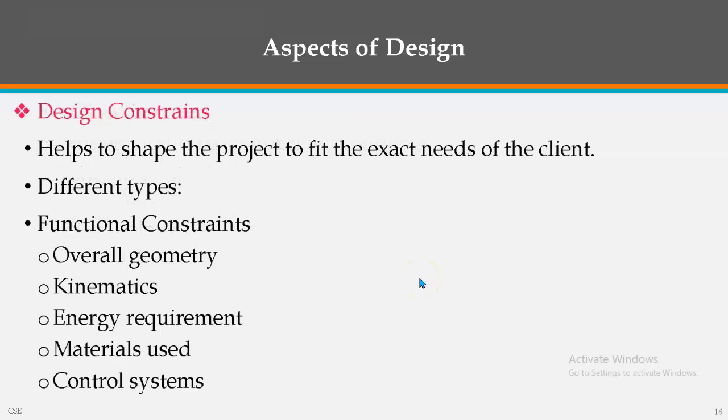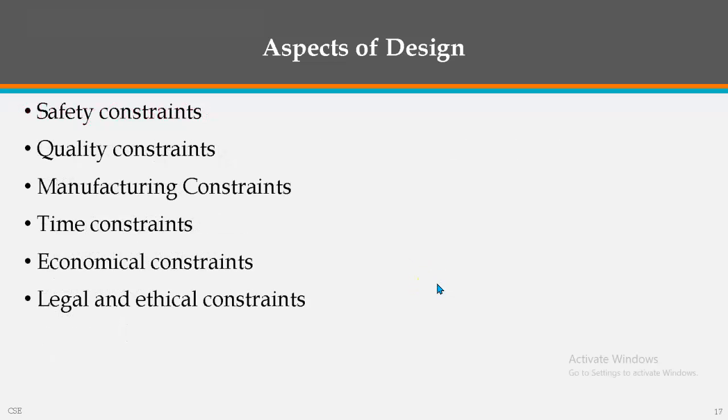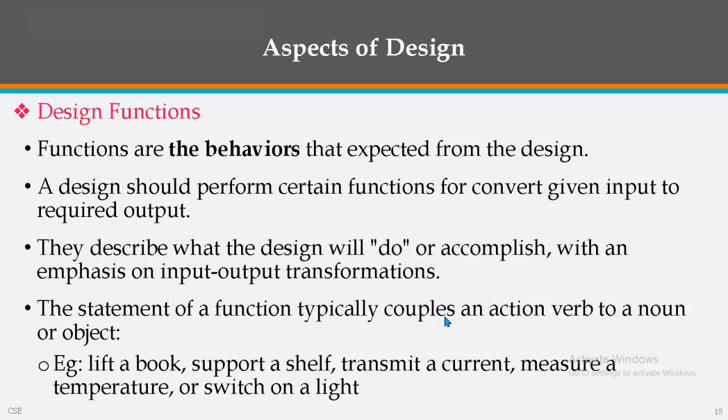Next is, what are the constraints of any design? There are certain constraints that any design has to follow. This can be functional constraints, safety constraints, and in the case of quality, manufacturing, time, economical, legal and ethical constraints.